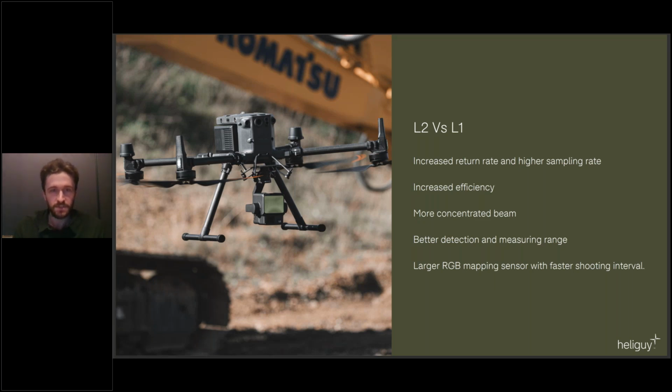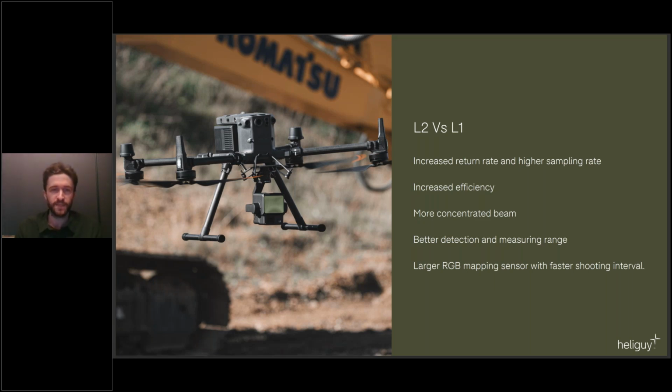So the L2 also has a more concentrated beam. This helps give more precise results. The footprint of the laser will spread out from the sensor as it travels, just as if you shined a torch at a wall, if that wall's further away, the area of light will be larger. It's exactly the same for a LiDAR sensor, just on a much smaller scale. So this means that it's picking up less noise points, and it helps to give you more defined target features.